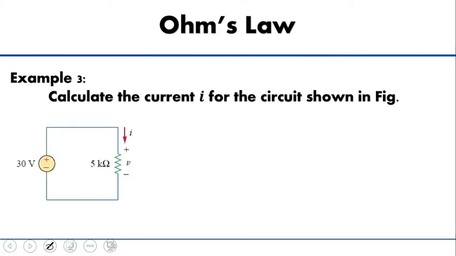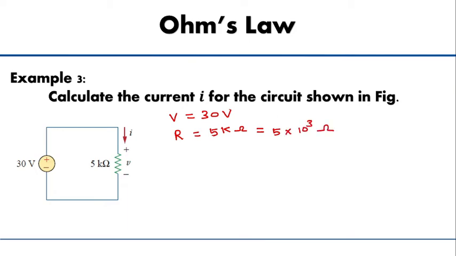Example number 3. Calculate the current I for the given circuit as shown in the figure. A circuit is given with a voltage source of V is equal to 30 volt and a resistance R is equal to 5 kilo ohm, which is equal to 5 into 10 power 3 ohm. And we need to find out the current through that circuit.